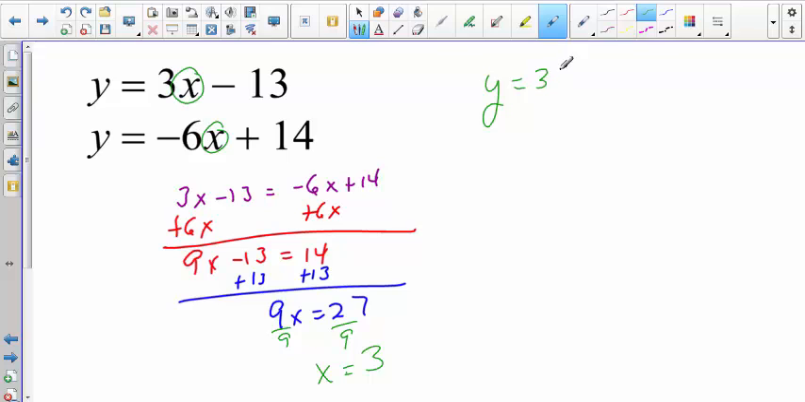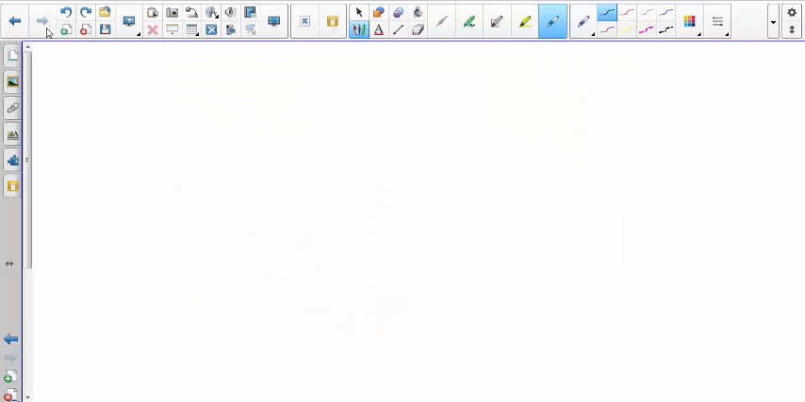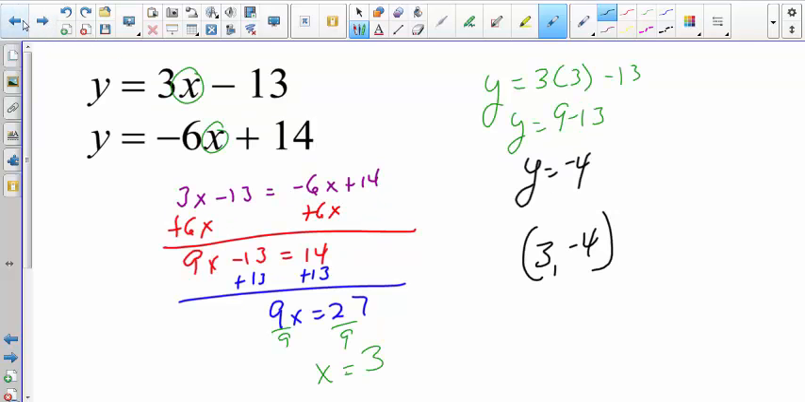y equals 3 times 3 minus 13. So y equals 9 minus 13. So y equals negative 4. So our answer is 3 comma negative 4. Let's do one more. Well, that is it.